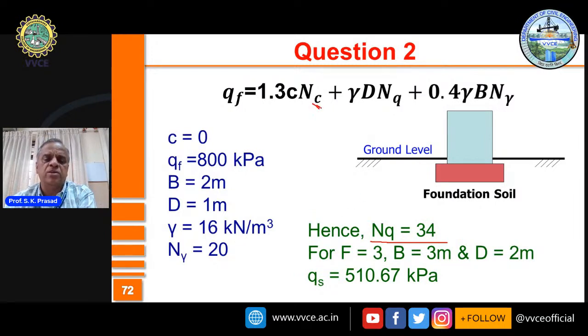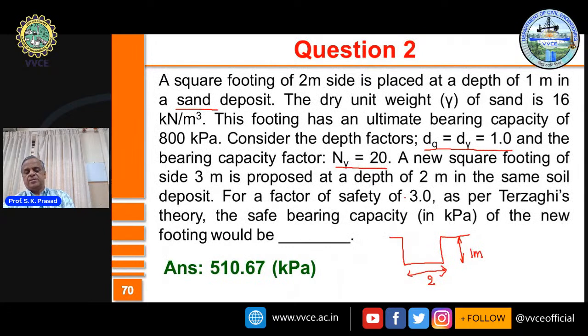Now that you know NQ and gamma, and of course NC is 0, you apply it for the second foundation. In the second foundation, the factor of safety is given as 3, width is given as 3 meters, and depth is given as 2 meters. Therefore, you find the safe bearing capacity as 510.67. So that's the answer.